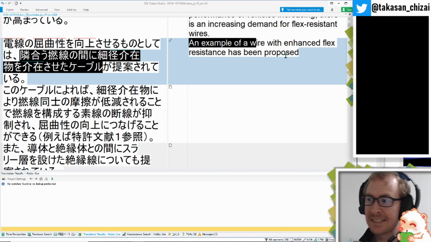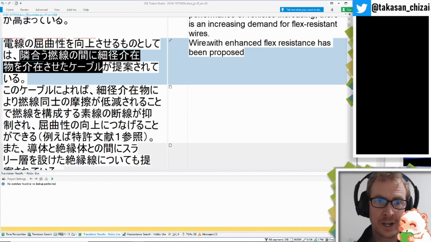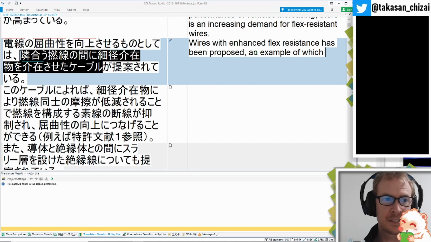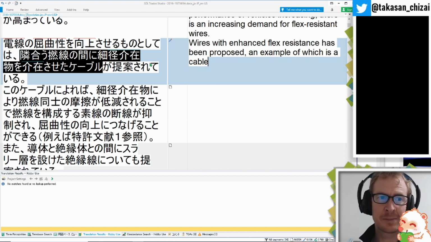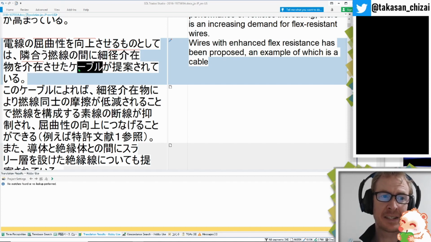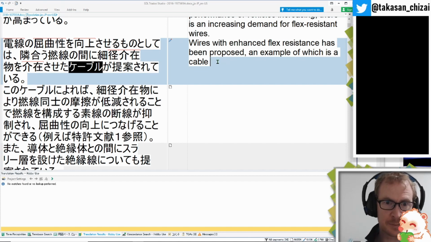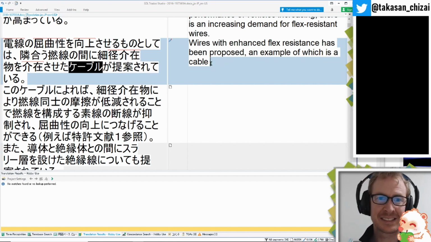Alright, I'm going to change the structure of this now. We're going to go for wires, been proposed, an example of which is a cable. So we wanted the example to describe the cable here. That's why I moved that around. So now we have our space to describe what the cable is.